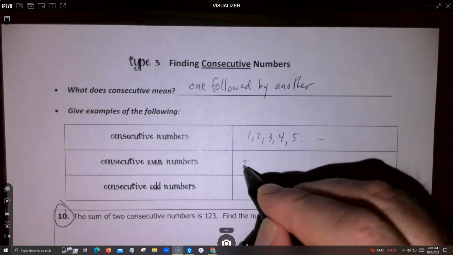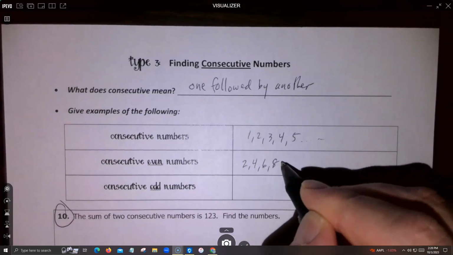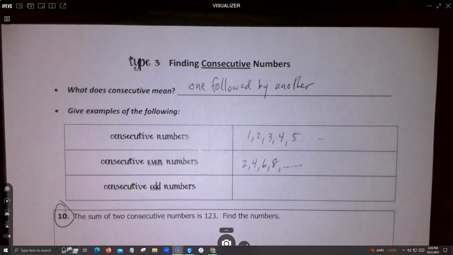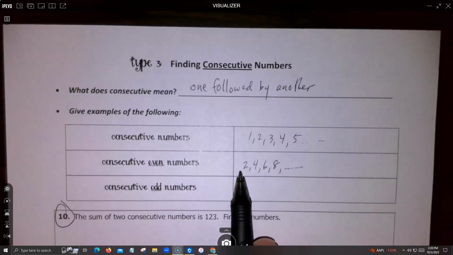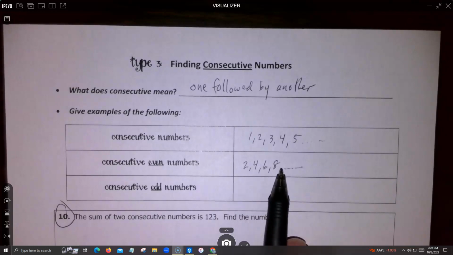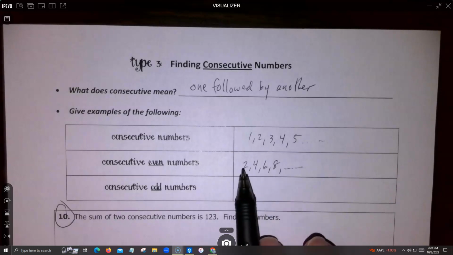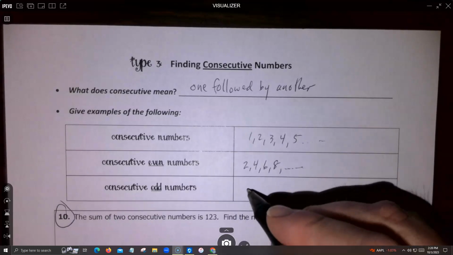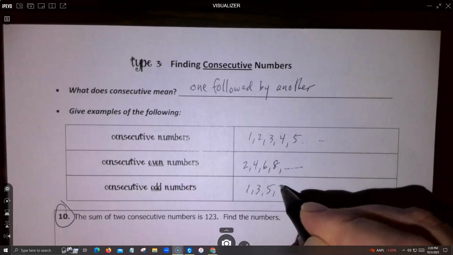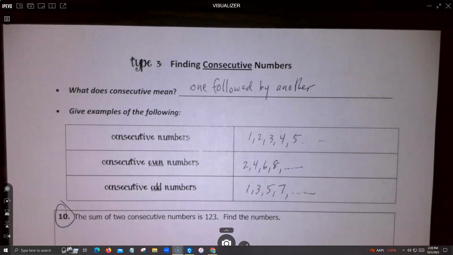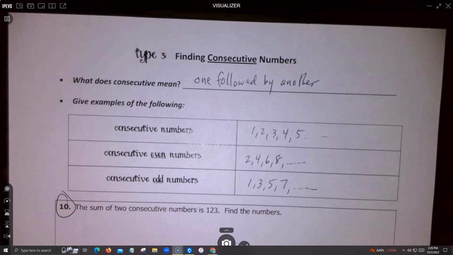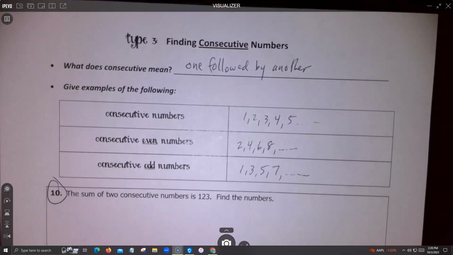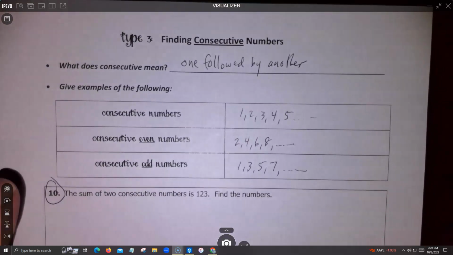Consecutive even numbers would be 2, 4, 6, 8, and so on. I have to go one after the other. Notice I didn't skip any. I went from 2 to 4 to 6 to 8. I didn't go 2 to 6 to 10. It's consecutive. There's no in-betweens. And then odds would be 1, 3, 5, 7, and so on down the line. Those are consecutive odd numbers. So we're going to do 3 different problems where we do consecutive numbers, consecutive even numbers, and consecutive odd numbers. Okay, so that's how that works.